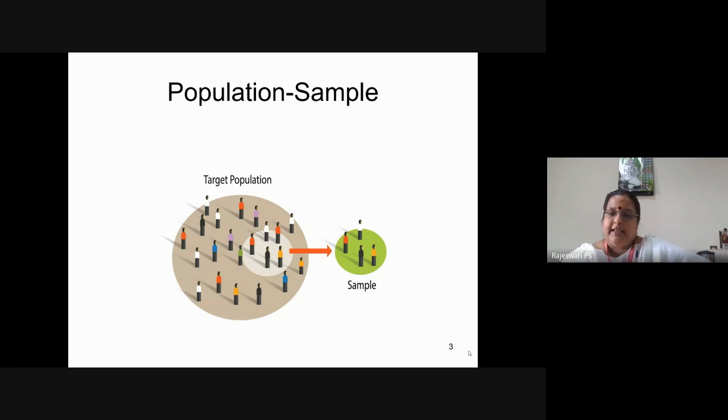So for example, degree of agreement. Strongly agree, you are giving 5 points. Agree, 4 points. Neither agree nor disagree, 3 points. Disagree, 2 points.